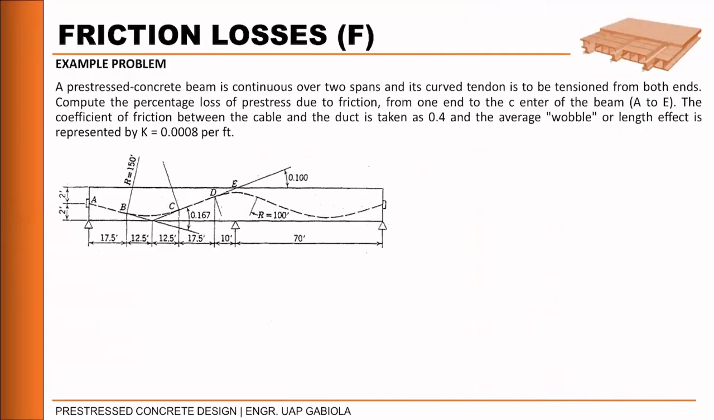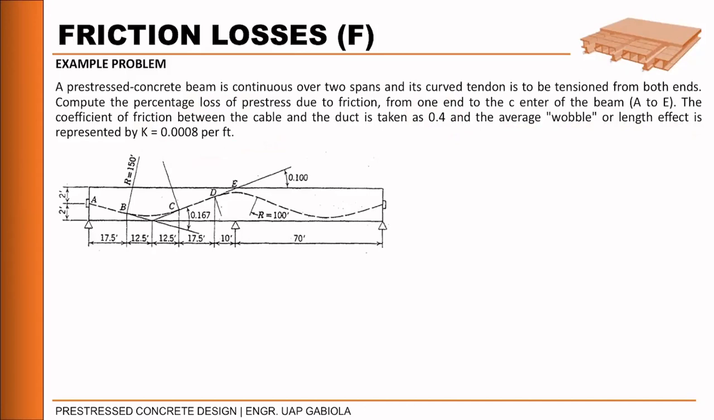Okay? And so a prestressed concrete beam is continuous over two span and its curved tendon is to be tensioned from both ends. Compute the percentage loss of prestress due to friction from one end to the center of the beam. So ibig sabihin from this point hanggang dito lang tayo sa this point na to. Okay, dito sa center natin kasi ito ay parehas naman siya ng center line natin ha. So kaya yun lang consider. The coefficient of friction between the cable and the duct is taken as 0.4 and the average wobble length effect is 0.008 per feet. Okay?